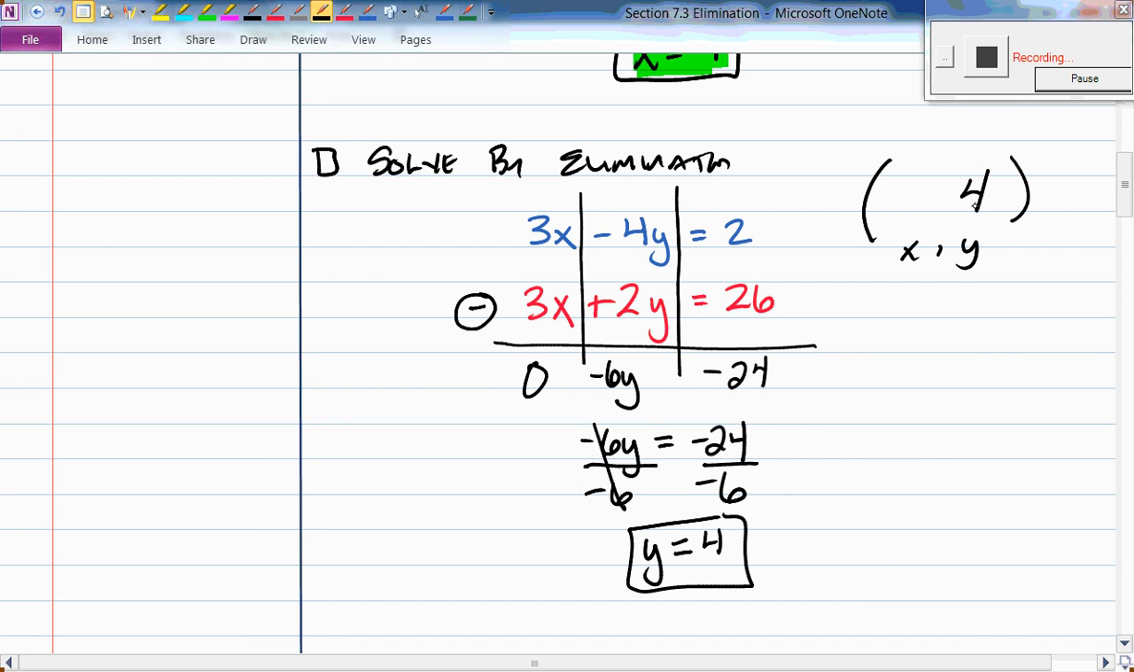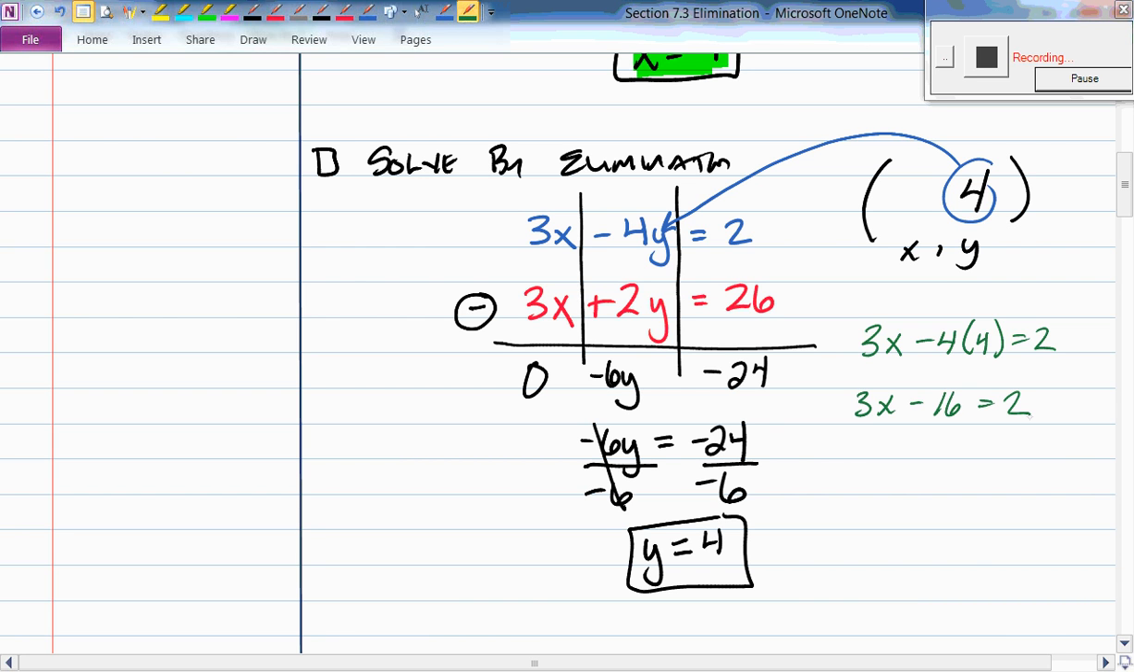Are we done with the problem? No. Renee, you paying attention, buddy? Okay, what do I do now, Renee? Very good, my friend. I substitute the 4 for the y. Substitute 4 right there for the y. And we solve together. Here we go. 3x minus 4 times 4 is equal to 2. Therefore, 3x minus, how much is 4 times 4? 16 is equal to 2.